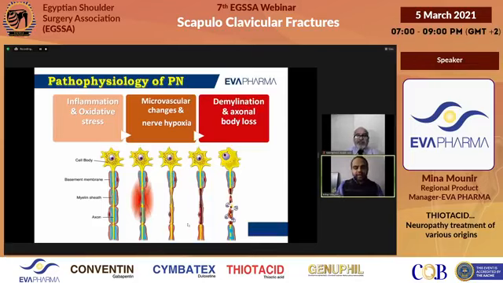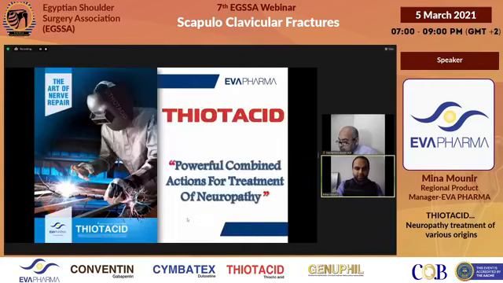So we can stand together on specific points regarding the pathophysiology of neuropathy, which is inflammation and oxidative stress, as we have mentioned, passing through microvascular change and for sure nerve hypoxia, and at the end, demyelination and axonal body loss resulting in dysfunction of the nerve, and the appearance, along this journey, of symptoms of neuropathy.